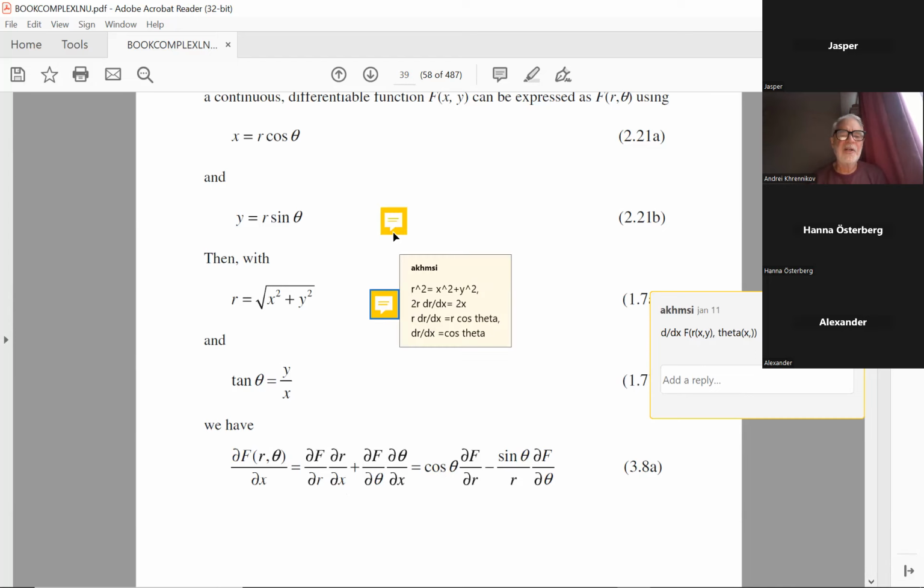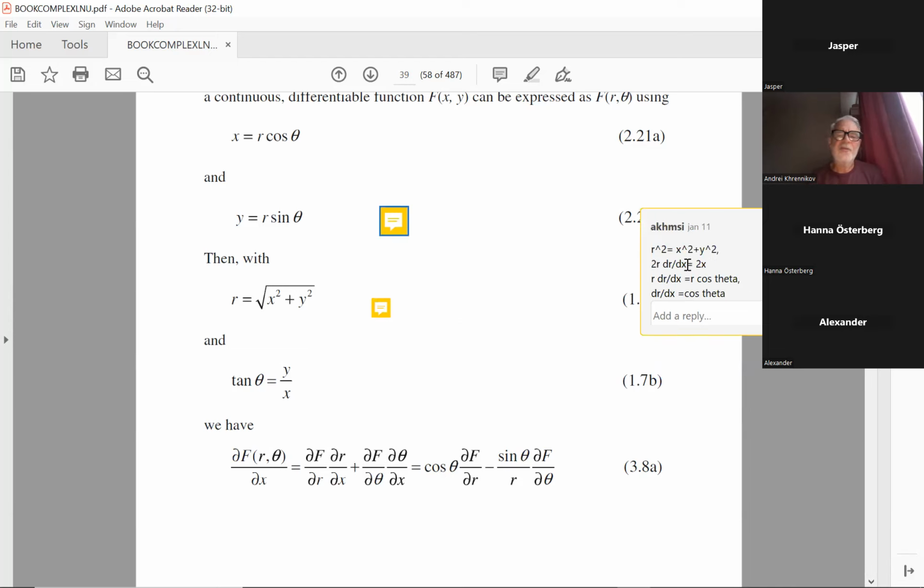How do they prove this? We have the equality that radius squared is equal to x squared plus y squared. Now we take the derivative with respect to x. This term disappears. On this side we have 2x, and here we have 2r times the derivative of the radius with respect to x.